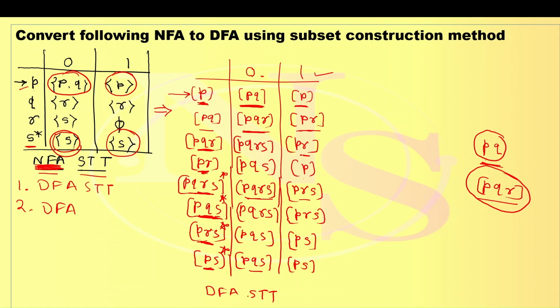Now from this state transition table, we can easily draw the diagram. If you don't know how to draw the diagram from the table, you can refer to one of the previous videos where I have explained with an example how to convert table to diagram or diagram to table. You can refer to it and draw the diagram from this table.